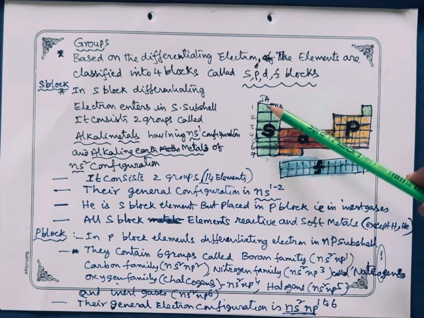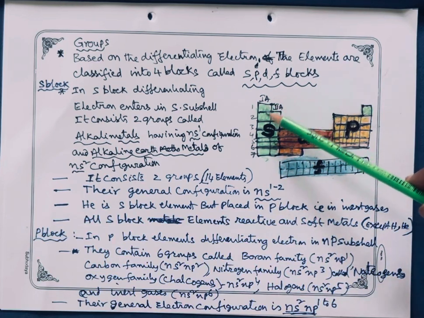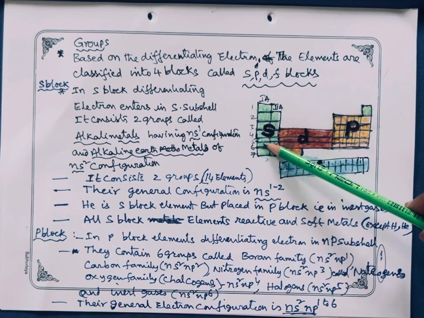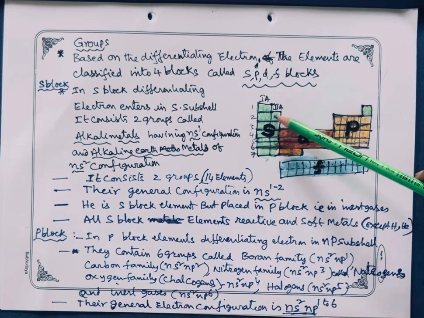First, A, ns1 configuration. Those are called alkali metals: except hydrogen, lithium, sodium, potassium, rubidium, cesium, francium. Second, A is called alkaline earth metals. Their outermost shell electron configuration is ns2. The last electron enters the s orbital, and s orbital completion takes place in the s subshell.